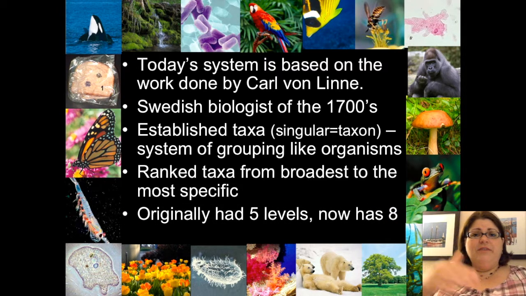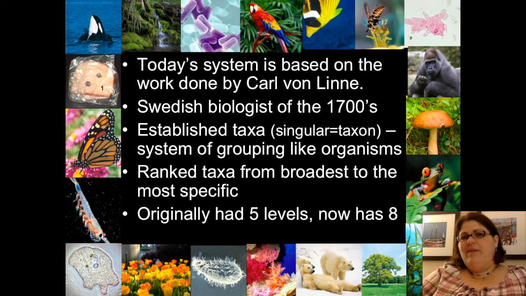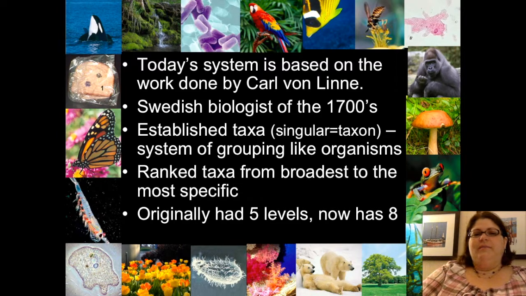Originally, there were 5 different taxa from broadest to most specific. Now there's technically 8, but we kind of get around that because we have subgroupings and super groups. But officially, there are 8.